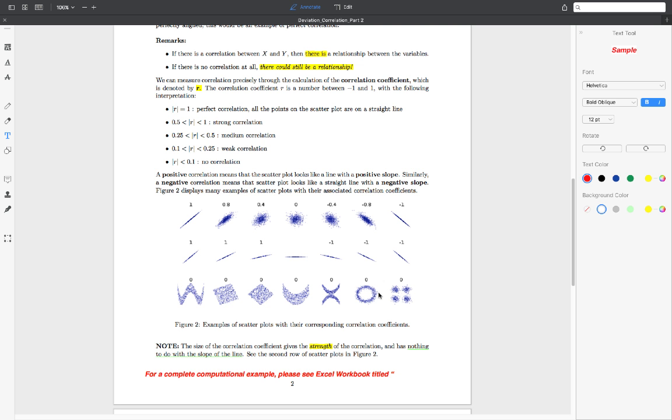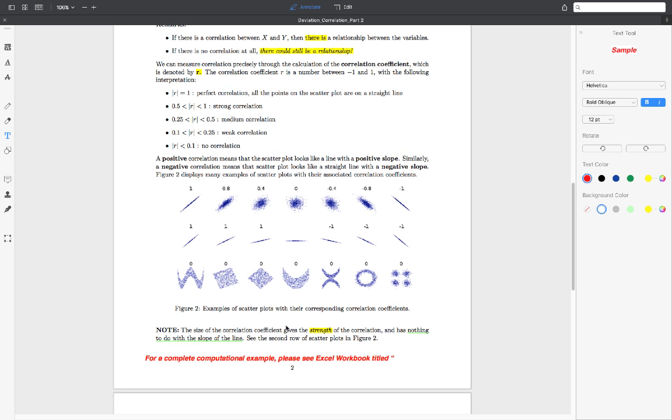Here are some more examples of zero correlations, or no correlations. These variables would still very much have a relationship. The key is that they don't have a linear relationship. So again, here's a note.